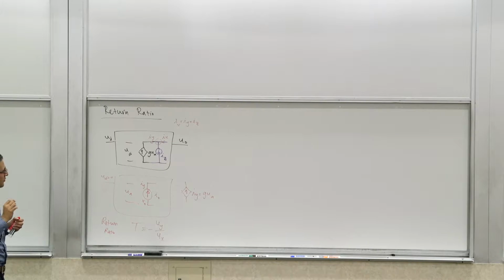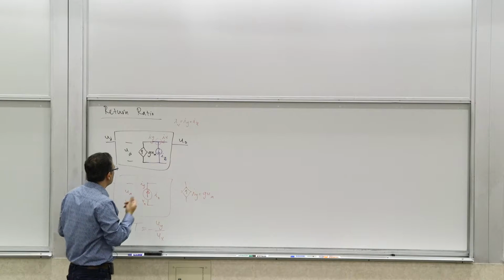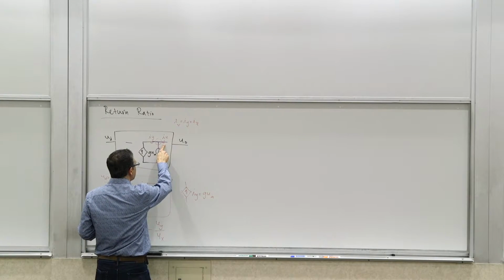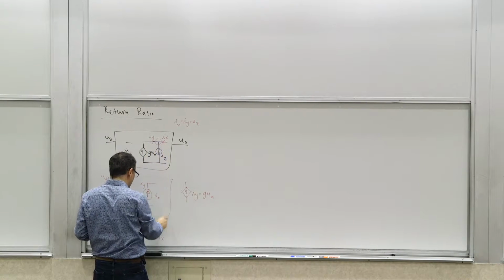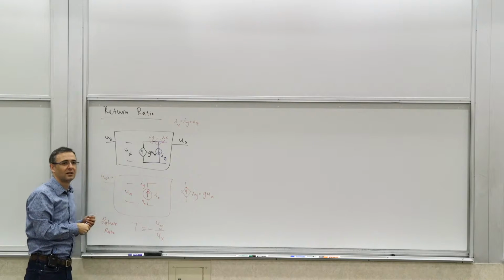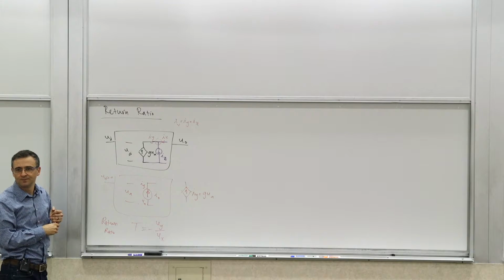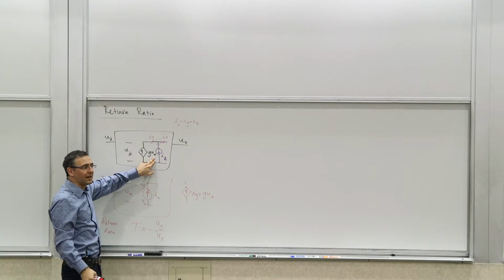I'll tell you why we did this in a second, but let me first tell you what the procedure is. You generate an Ix here, and you measure this Iy. And the ratio of this Iy to Ix is your loop gain. I'm sorry, not loop gain, your return ratio.